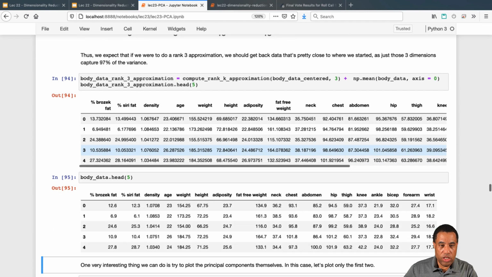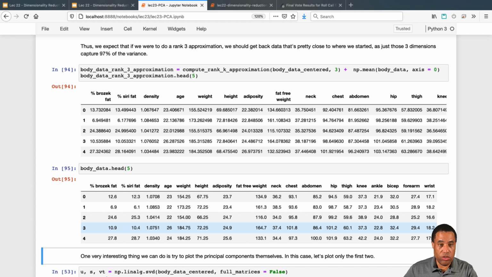And just for easy reference, let's look at our original data again. Okay, so when we look at it, we can see that it's a pretty good approximation. It's not great, for example, 13.7 here, 12.6, so it's a little off, 12.3 here, 13.4 here.